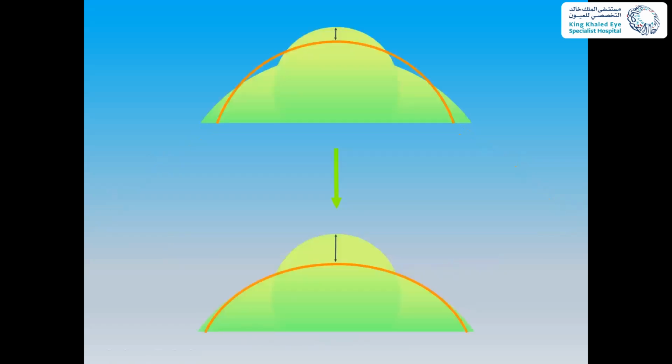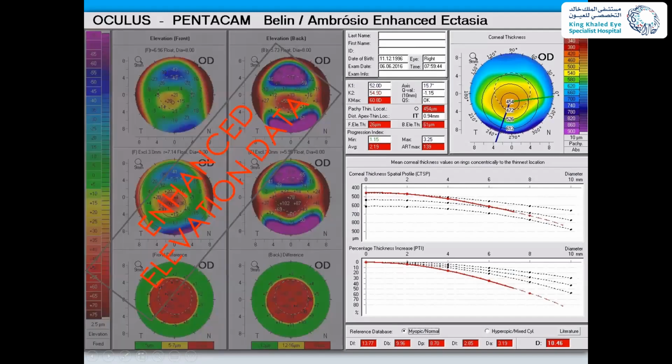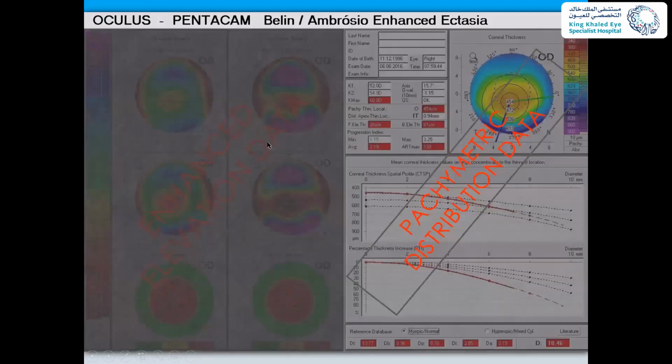So this was before. You can see they're more or less the same curvature, but here they're using enhanced BAD, and this is a standard best sphere fit. Here the difference is little, and here the difference is more. This is how it is displayed, and you can say it looks very red. So again, everything is idiot proof. But this is the enhanced elevation data. And this is the pachymetric distribution, okay?